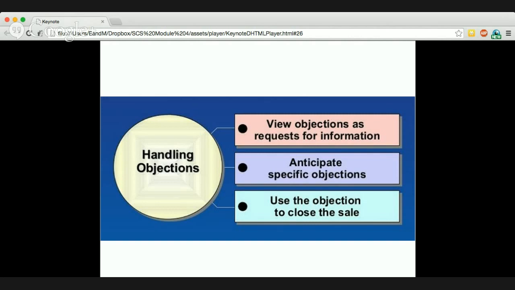So it's almost like saying, when someone gives you an objection, it's like, look, I would buy unless it was for this. Fix that and you get the buy. So objections are a good thing.